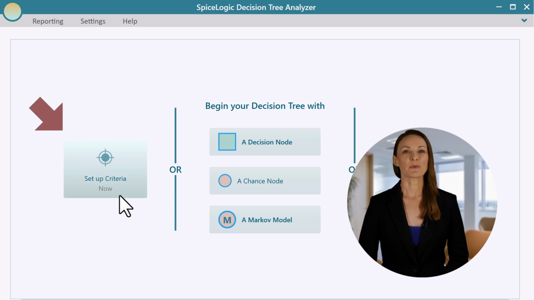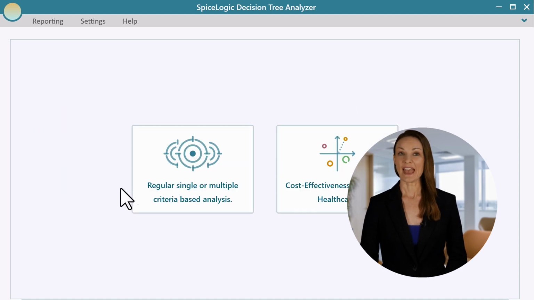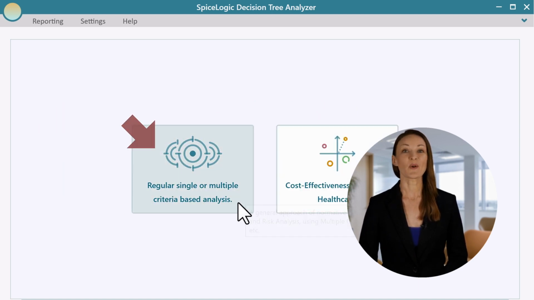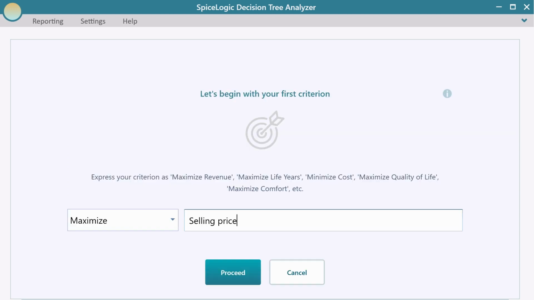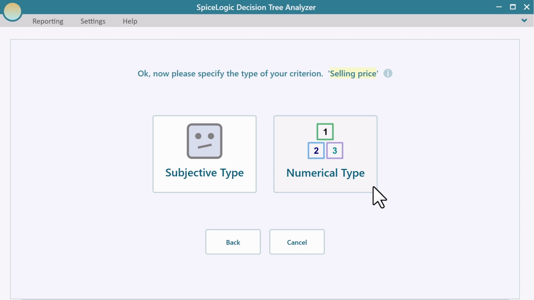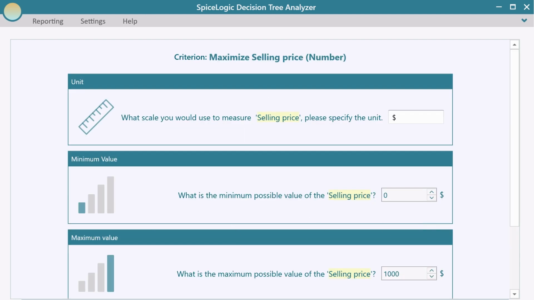Click the Setup Criteria button, then click the regular single or multiple criteria-based analysis button. Now select Maximize, then enter Selling Price. Now click Proceed. Click Numeral Type. Now you need to determine some variables.